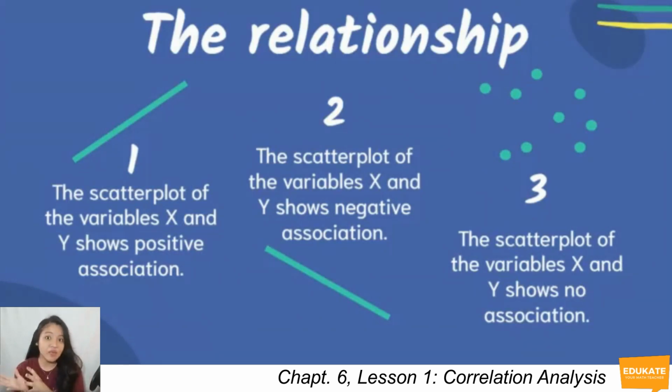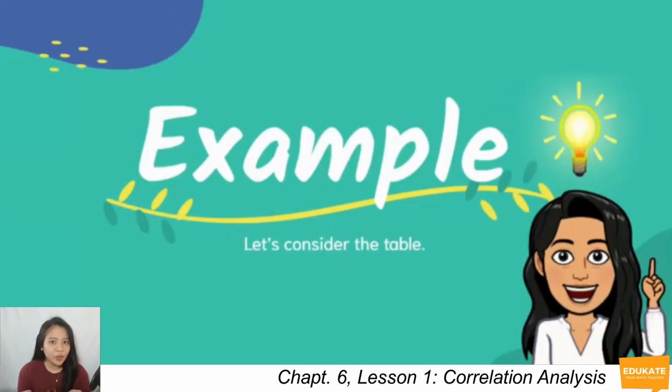So, kung kanina merong direct relationship, increase and increase, ito naman, habang yung isa nag-i-increase, yung isa nagde-decrease. So, we now have an indirect relationship. And for the third one, if there is a weak association between the variables, then information about one variable will not help us in estimating the other variable. So why don't we have an example to see these relationships at work?